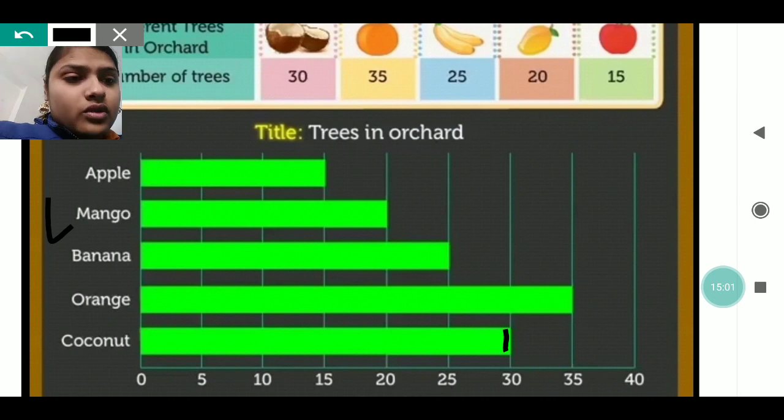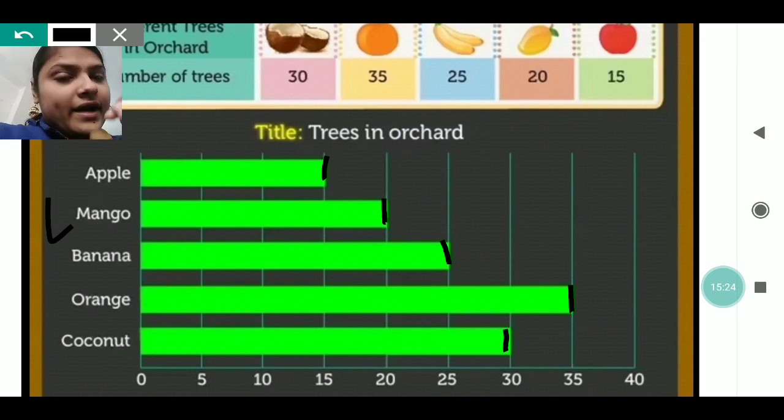Oranges are 35, so the bar will go till 35. Bananas are 25, so it will go till 25. In the same way, mangoes are 20, so it will go till 20, and apples are 15, so it will go till 15. We cannot extend it, okay? It's not like we will extend it by ourselves.